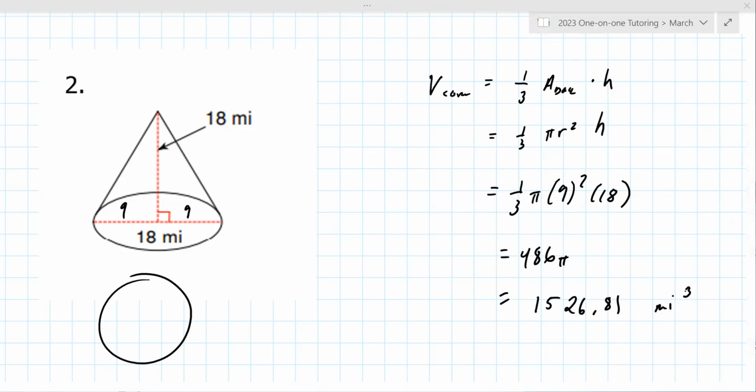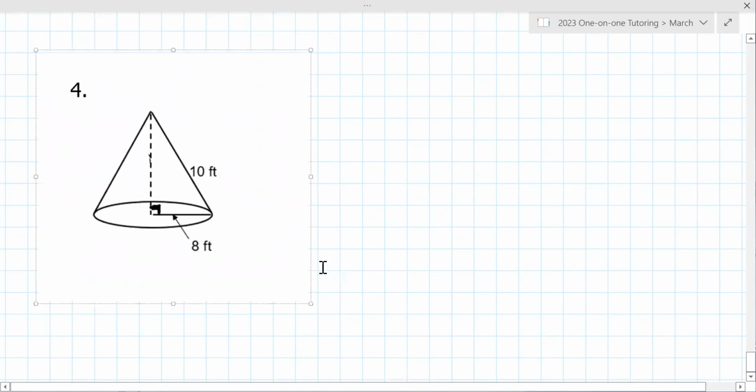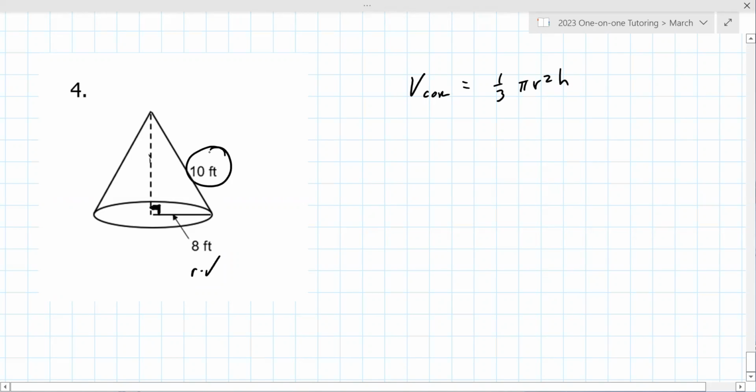All right, so let me grab the next one here, number 4, which looks really similar at first glance, but they're actually not giving you the height this time. So let me snip that in. It's really nice when they just give you all the numbers. This time though, volume of the cone is 1/3 pi r squared h. You have the radius, that's good, but this number right here is not the height. It's actually what's called the slant height, but that's not useful. You actually want the height here.